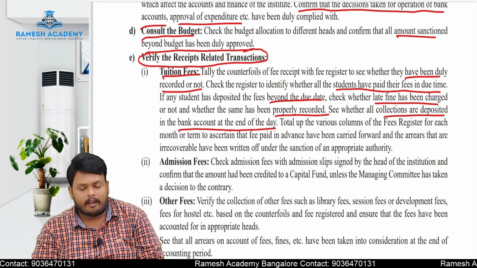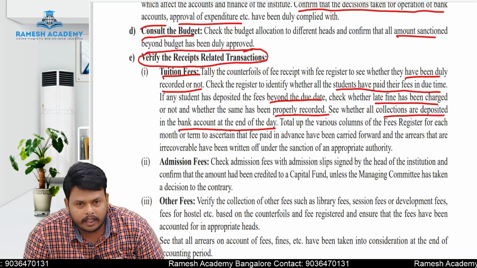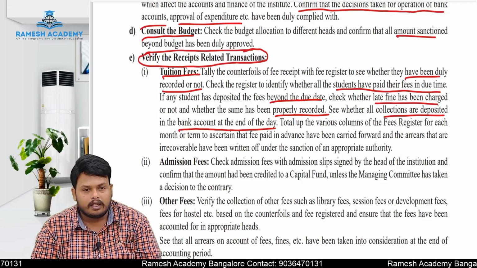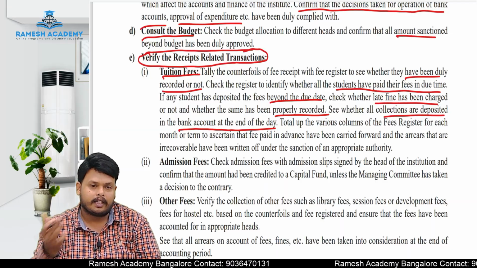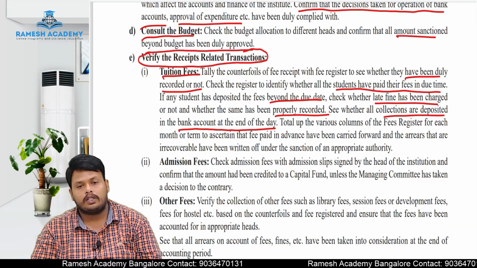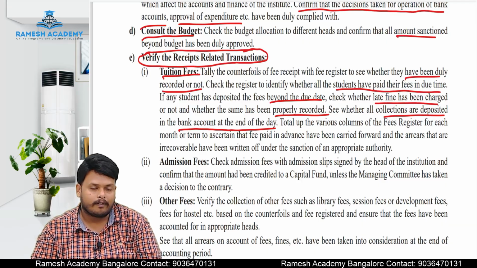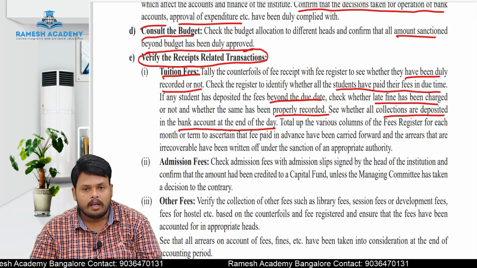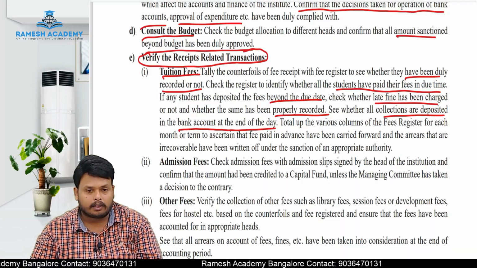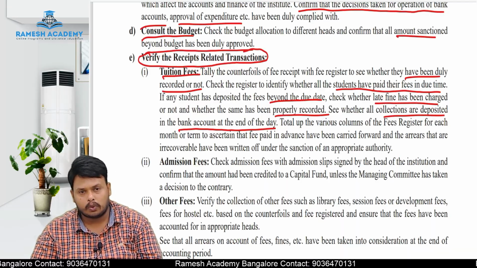So every month, the auditor has to total up the fee register and see if any student has paid in advance, and whether the advances are carried forward or not. If any student has not paid and we are not able to recover from the student, then how has the management written it off under the sanction of appropriate authority? These things also the auditor has to verify.